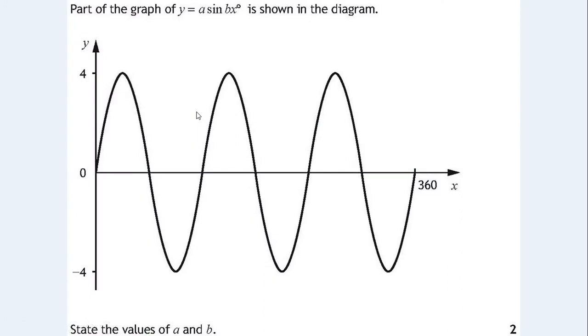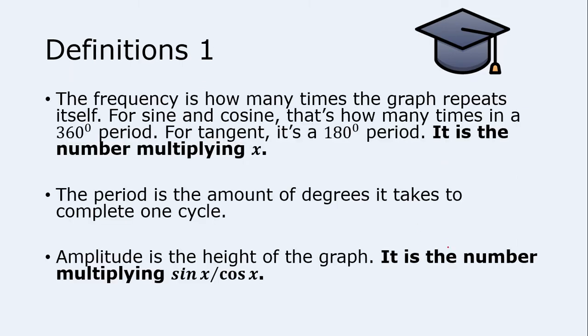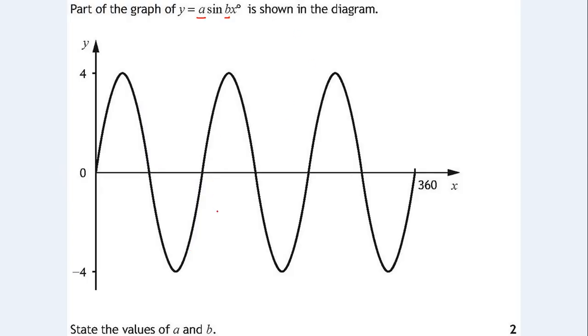So here you've got a graph. You're told that you've got a sine b of x, and it wants to know the values of a. Okay, so a is the number timesing the sine. So let's go back to our definition. The number multiplying sine of x or cosine of x is the amplitude. So when it says state the value of a, it wants to know the amplitude. Well, the amplitude is 4. Okay, so this number here is 4.